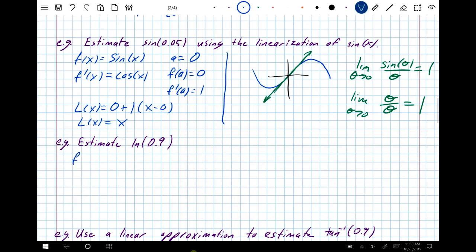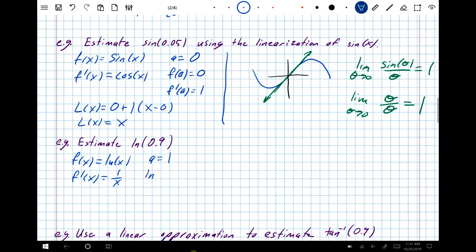My function, you don't have to do all of this if you don't want to. You can jump in a little further, but it's worth at least writing down that derivative. The derivative of natural log, 1 over x. Nice job. What a am I going to choose? Definitely write down, where am I going to base this at? So I need a number close to 0.9 that is also nice in the natural log. How about 1? I think it's a good choice.